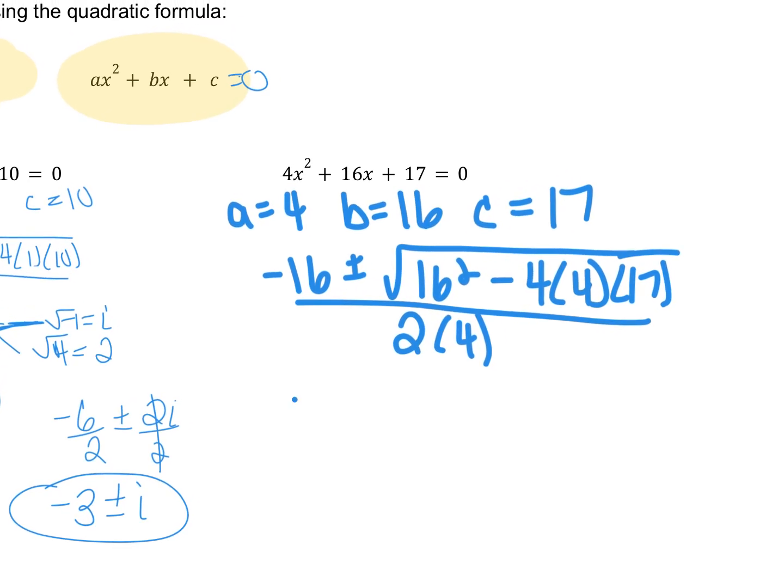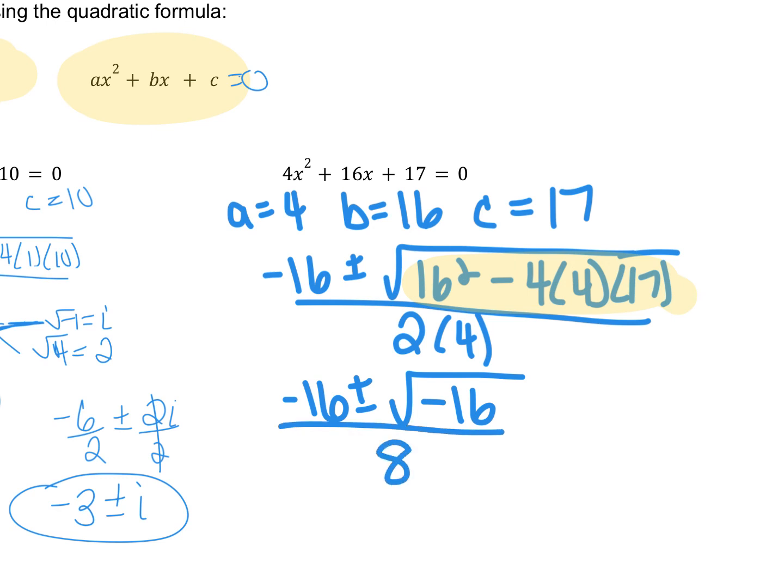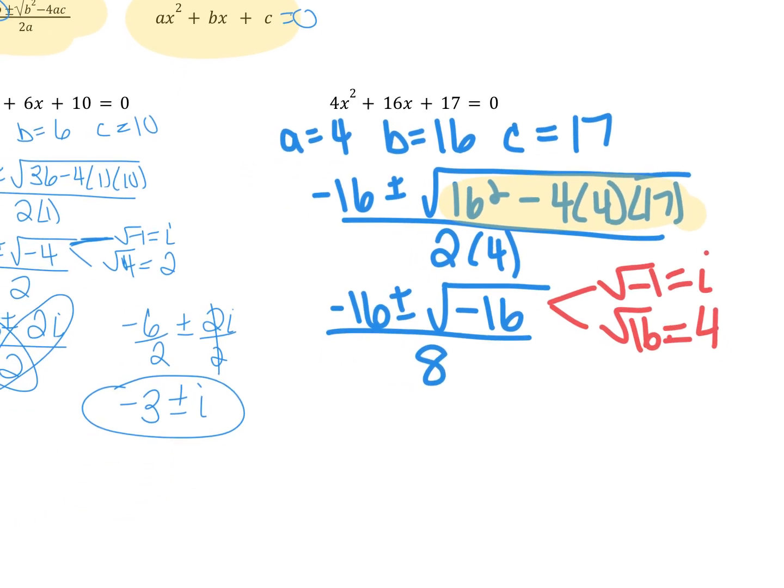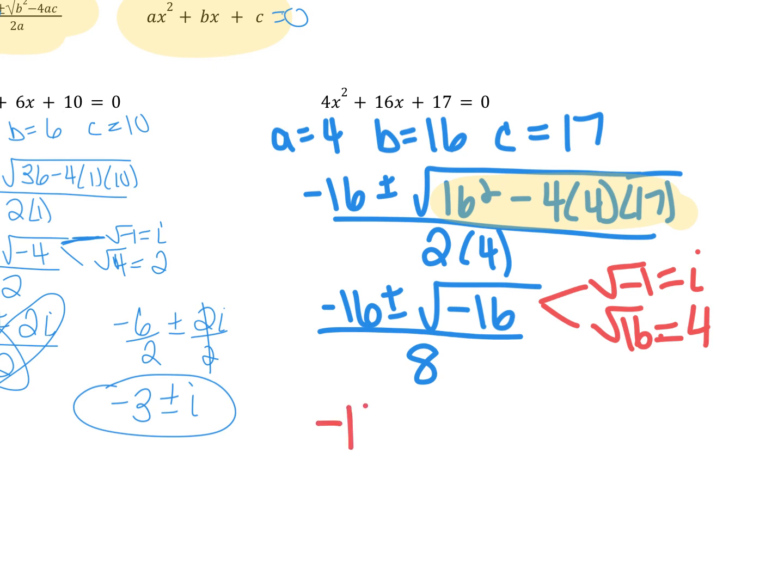Okay, so let's keep working here. We got negative 16 plus or minus. If we combine what is underneath of the radical, we would get negative 16. You can go ahead and put that into your calculator if you want to double check my work. But we should get negative 16 under the radical, all over 8. Remember, we can't have a negative under the radical, so we're going to take out that negative 1, which is going to be i, and 4. So we would have negative 16 plus or minus 4i over 8.